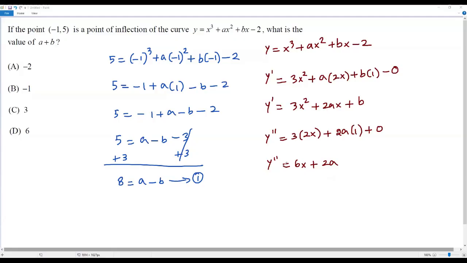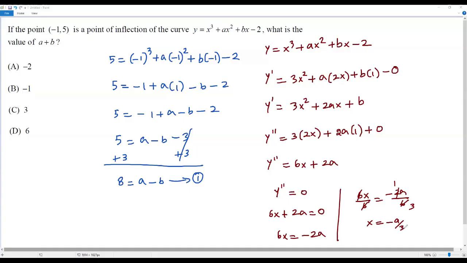The second method is we have to equate this second order derivative to 0 and solve for x. So when I equate this to 0 and solve for x, let me do it. 6x plus 2a equals 0. When I subtract 2a from both sides, I'm getting 6x equals negative 2a. Let me divide both sides by 6, then I'm getting 6x divided by 6 equals negative 2a divided by 6. So 6 will cancel. I'm getting x equals, 2 goes into 2 one time, 2 goes into 6 three times, negative a divided by 3. Okay, when I equate the second derivative to 0, I got x equals negative a over 3.